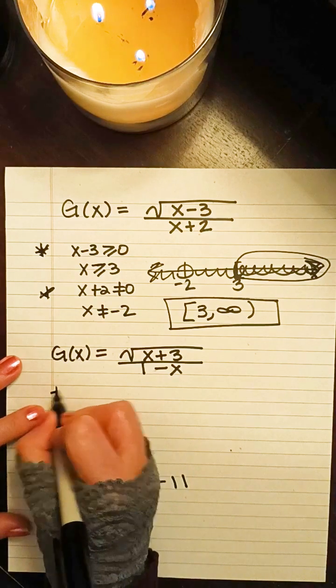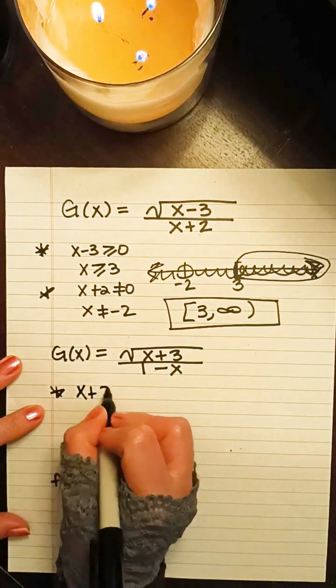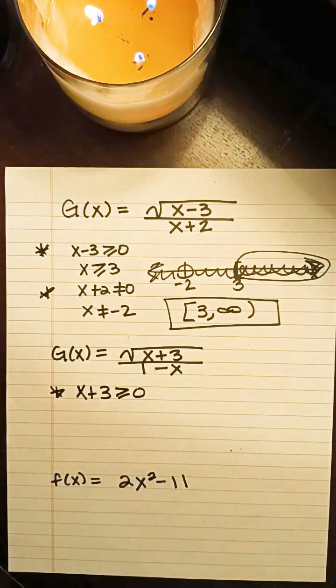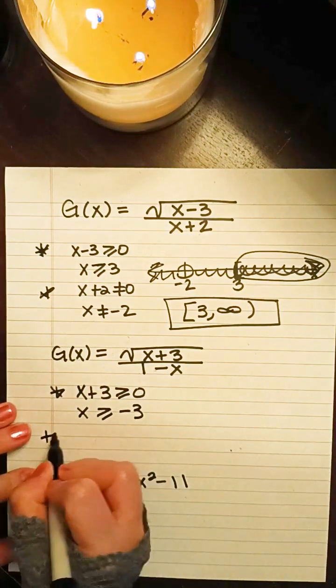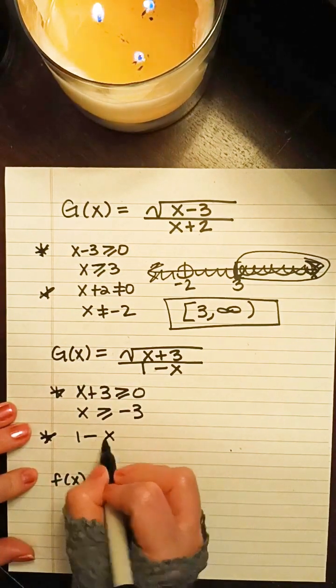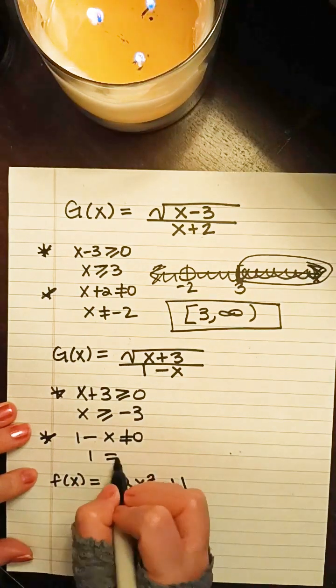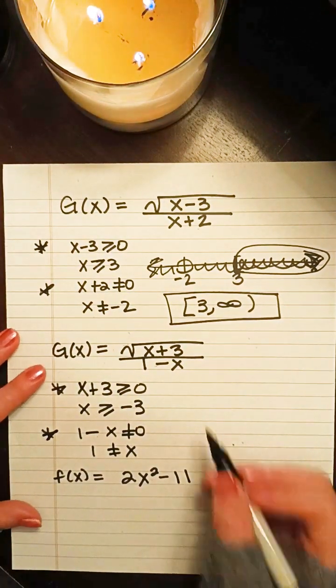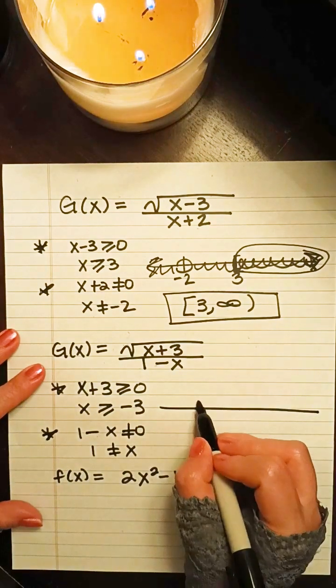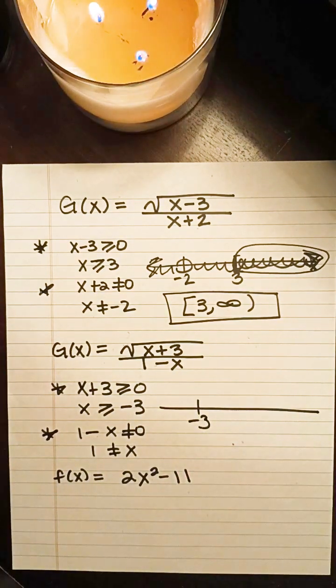And here we have the same thing again. In even roots, we have to make sure the radicand is greater than or equal to 0. So x has to be greater than or equal to -3. And 1 minus x can't be 0. We have a variable in the denominator, and so the denominator can't be 0. So x can't be 1.